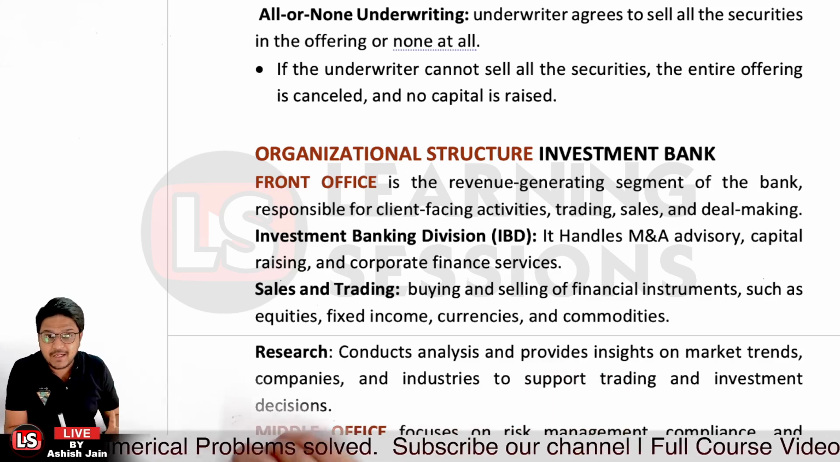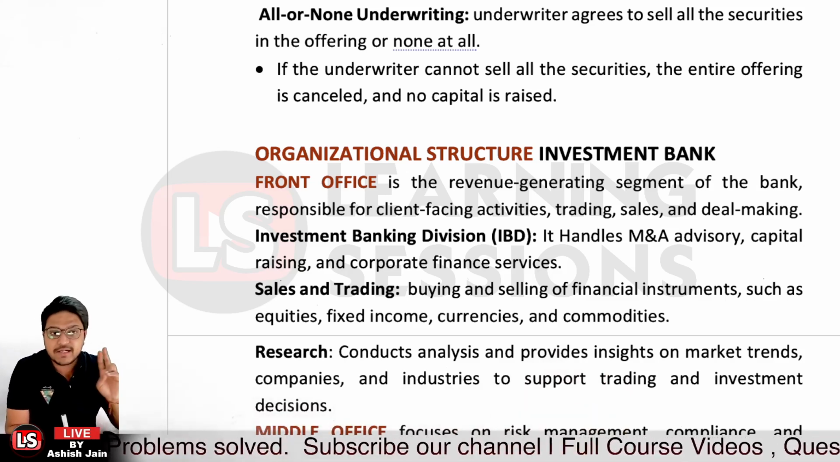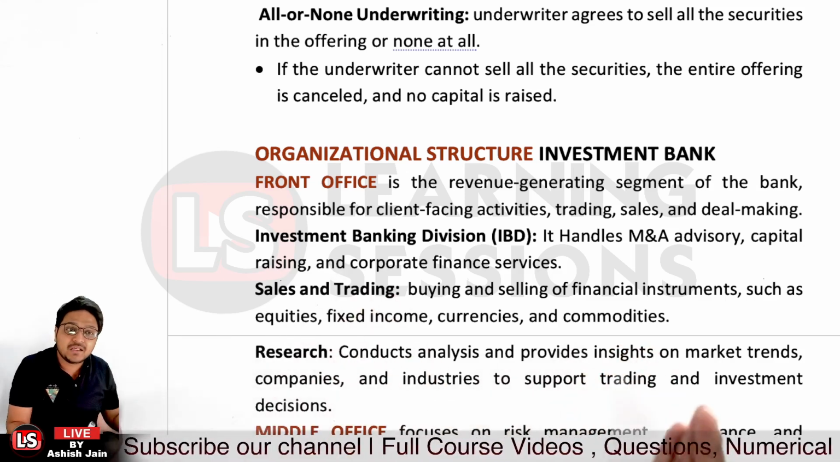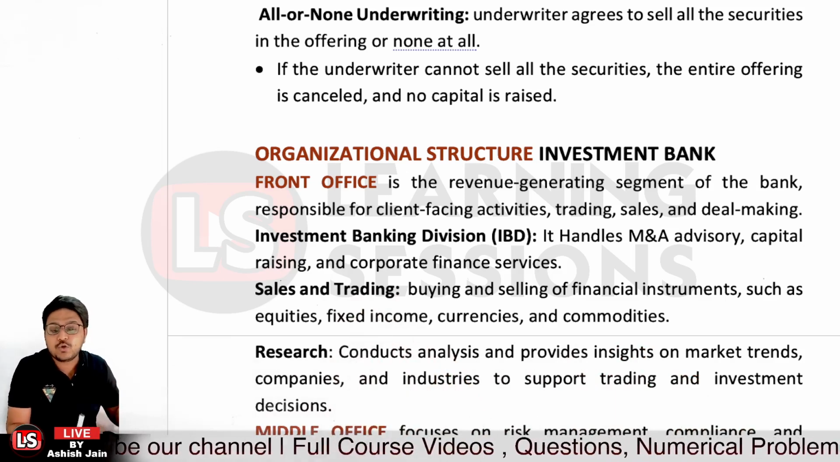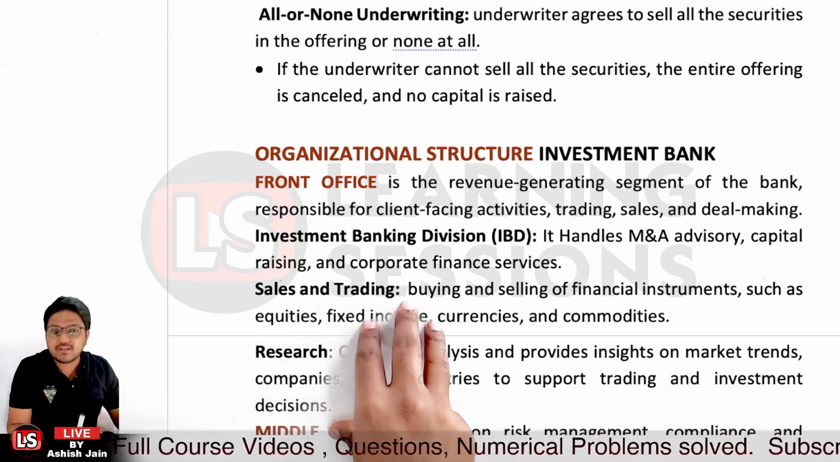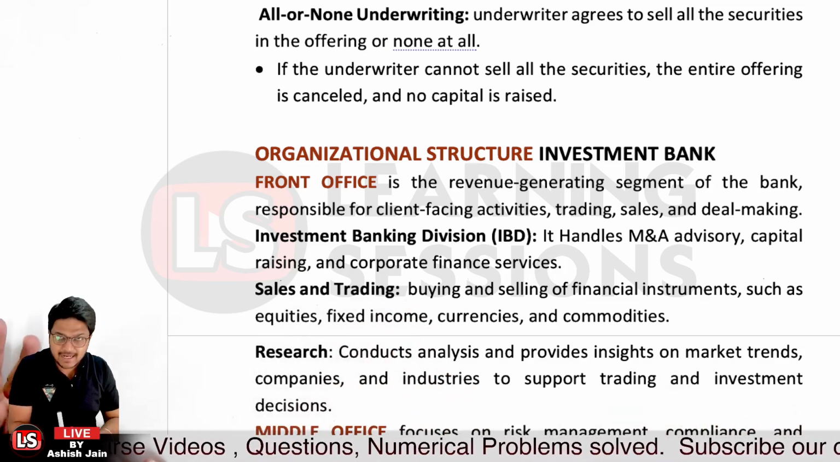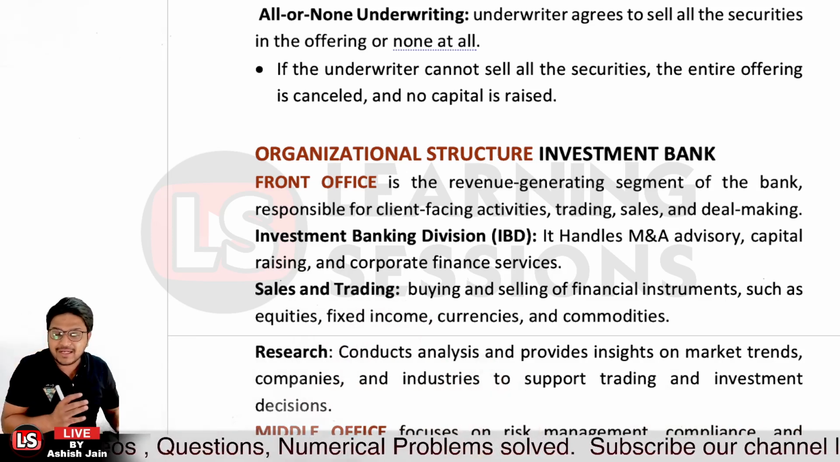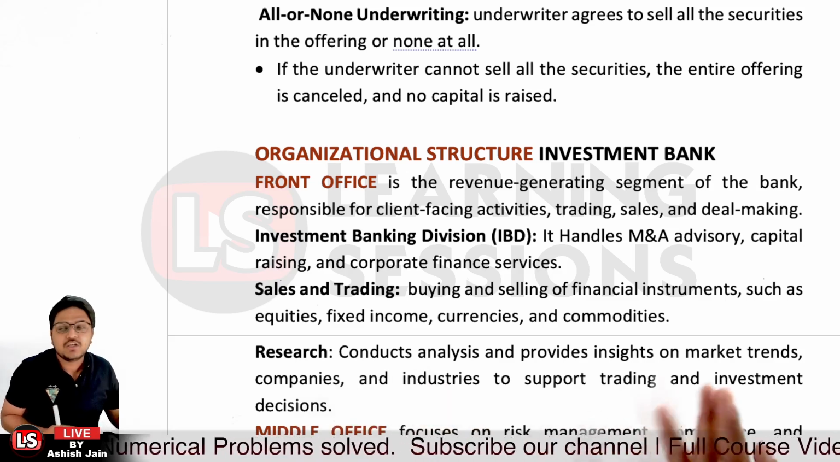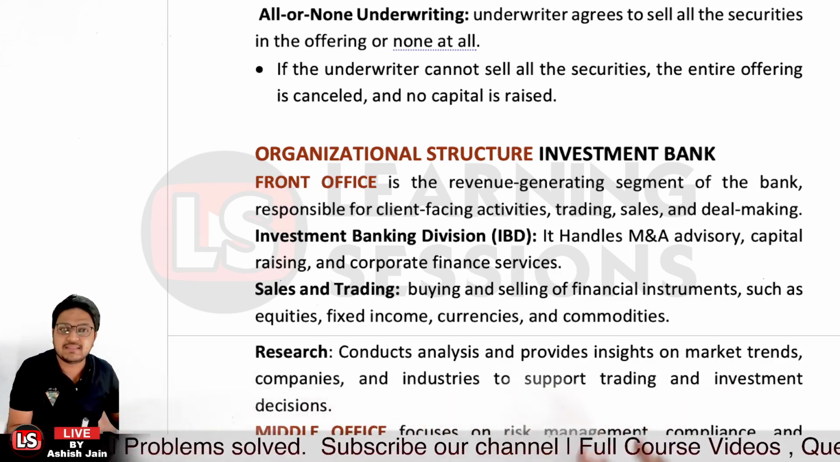So one, it has the IBD, that is the investment banking division. The other one is related to sales and trading, where it is selling and buying financial instruments such as equities, fixed income, currencies, commodities, etc. And the third is research, where it is basically analyzing market trends, collecting insights related to market trends, companies, investors, and industries, so as to support trading and investment decisions, right?